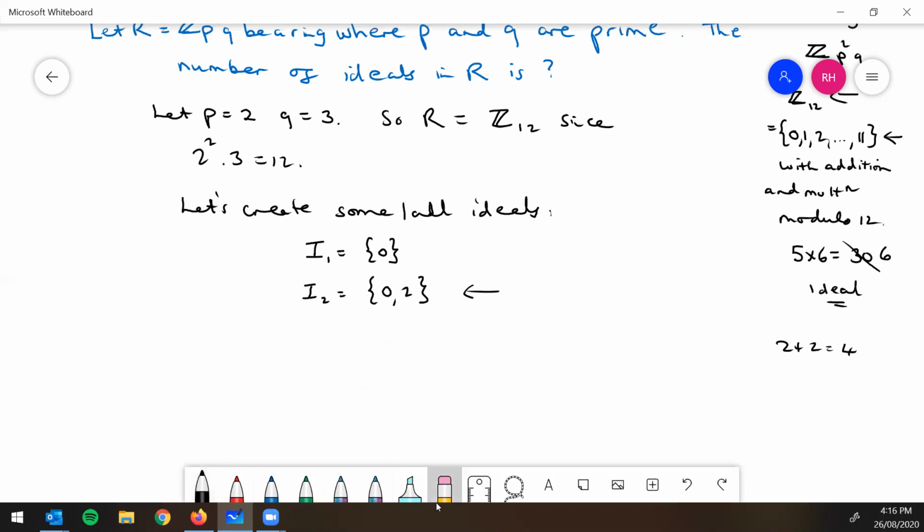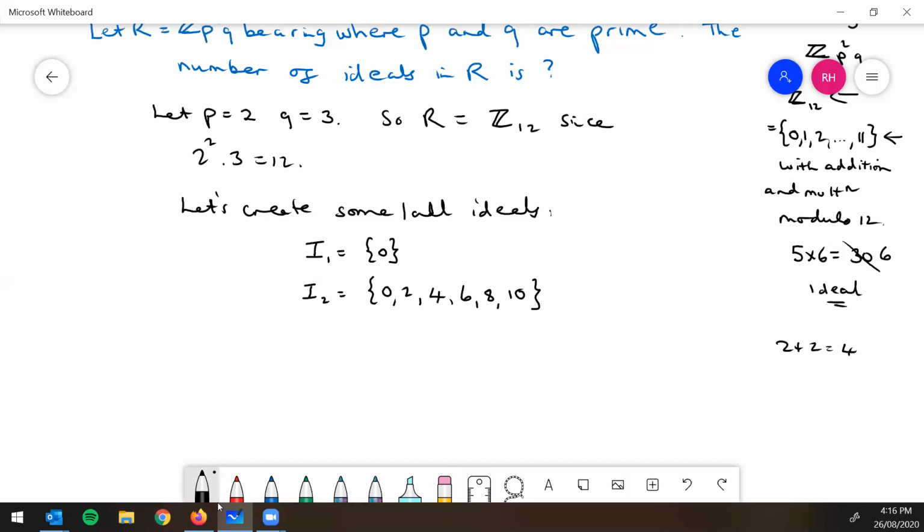So what I can do is say, okay, that's not an ideal, but maybe this is an ideal. I'll just add 4. But if I add 4 now, 4 plus 2 is 6. 6 plus 2 is 8. 8 plus 2, well, I've got to include all of these if it's going to have any chance of being an ideal. 10. Okay, now 10 plus 2 is 12, but 12 is 0 in this modulo world. So we've sort of got to the end of what we can do there. That looks like that may well be an ideal.